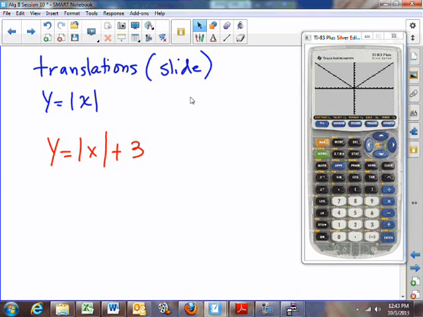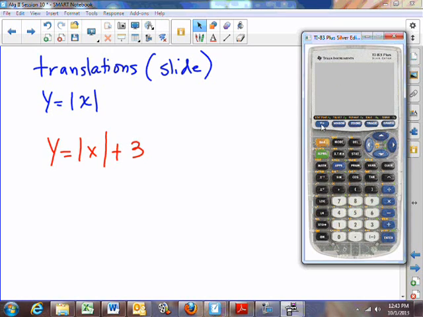And we can do that quite easily on the calculator. We can just go down to y2 and do math, num, absolute value, x, close parentheses, and then type plus 3. Now, you have to watch the calculator carefully. What it's going to do is graph y1, then come back and graph y2. And as you see these two things being graphed, you can compare what happens on the second one with the first one.